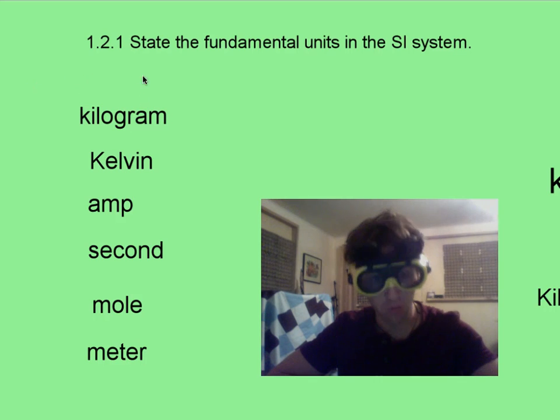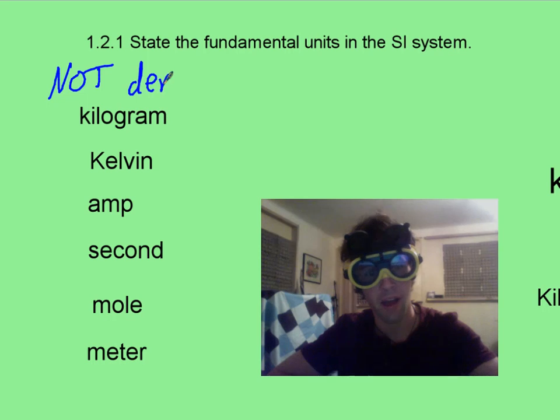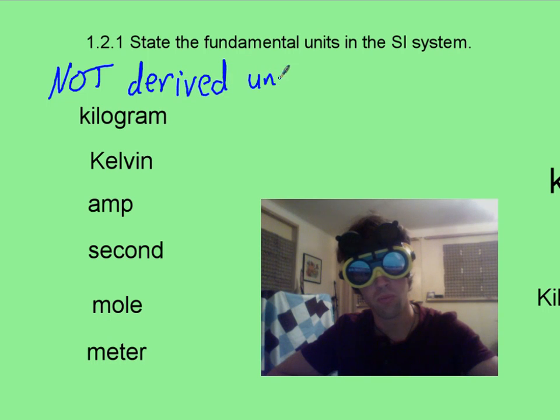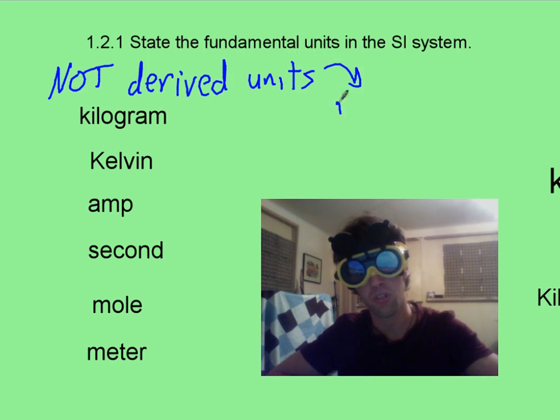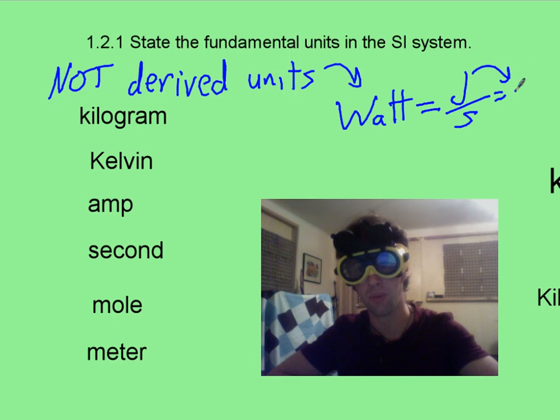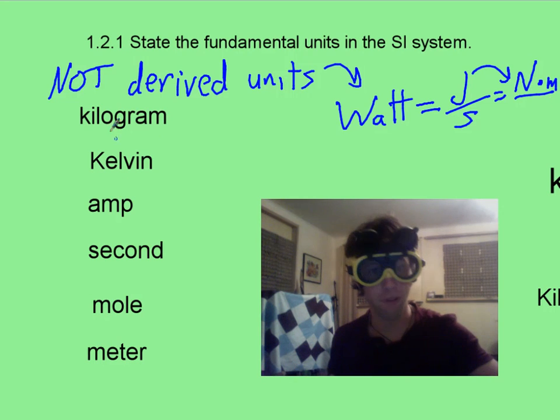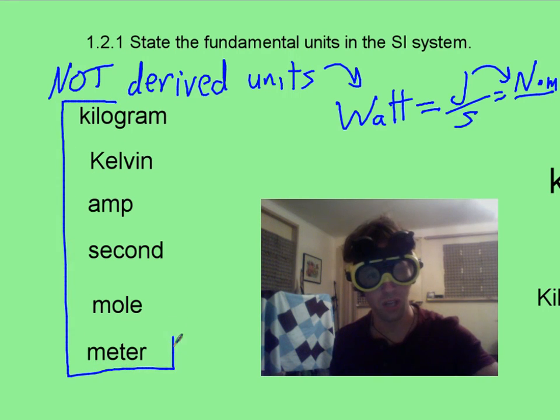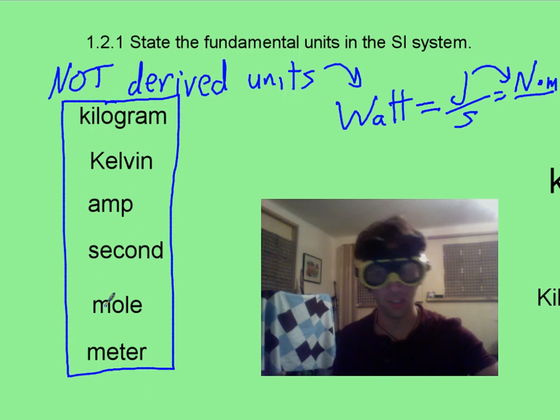You have to know what the fundamental units are, and keep in mind that these are not the same thing as derived units. An example of a derived unit would be something like a watt, because a watt is a unit of power or a rate of energy use, which can break down into a joule per second. And then a joule is also a derived unit, and that can break down into a Newton meter. And then a Newton can break down. But the fundamental units that all derived units can be broken down into, if you want, are these 6 here.